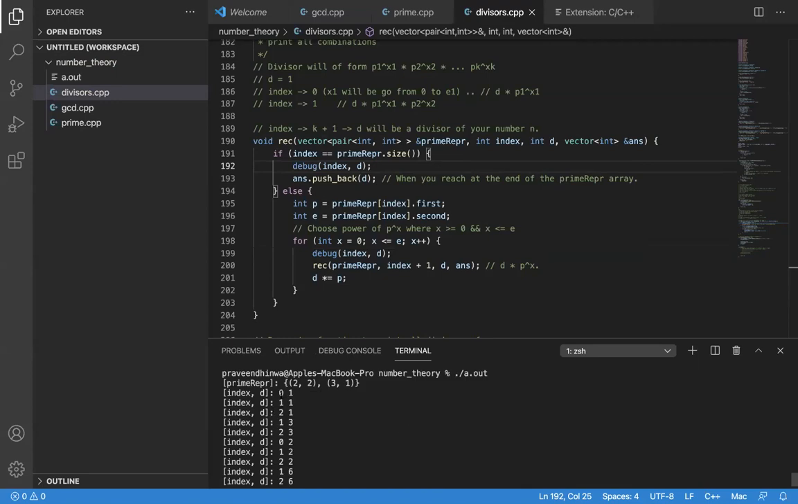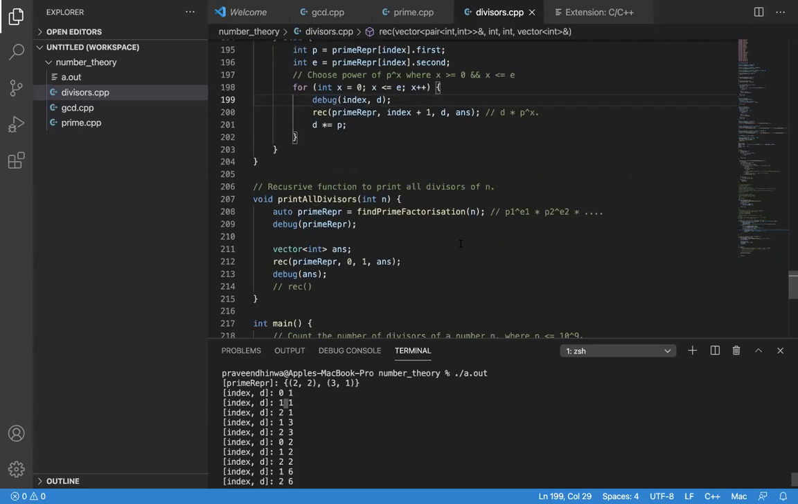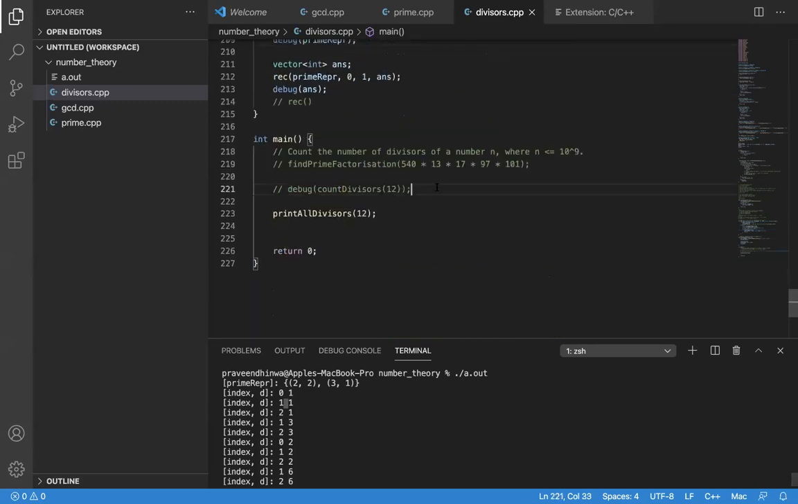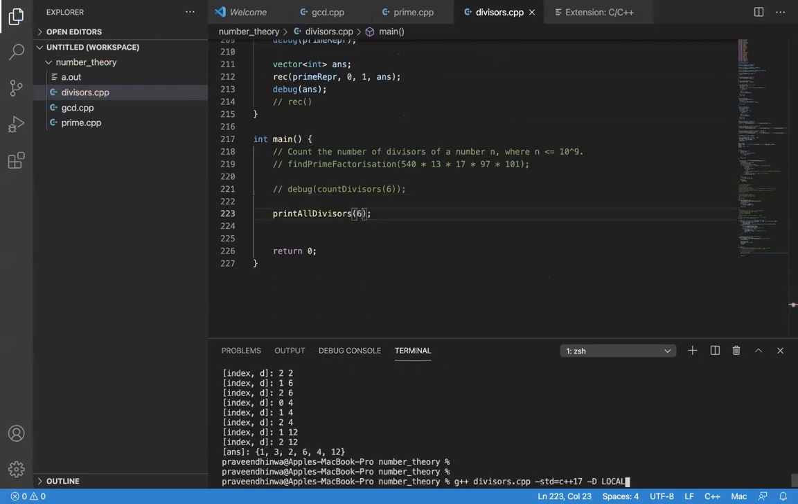So for i equal to 0, initially d is 1. So it came here, index was 0, d was 1. Then it will go into this recursion. So index will become 1, and d is still 1. Then it will come again and again. So let's just do this small example. Let's run this for 6. You will get a better idea of what is happening.